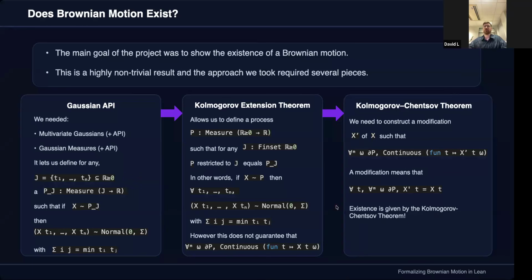For the rest of the talk, I'll mostly focus on this because this is the part that I worked on the most, but maybe I'll first say that both of these other parts of the Gaussian API can be used to do a lot of other things. For example, we could get a multivariate CLT, which is useful. And Gaussian measures can be used to define more complex things. And of course, the Kolmogorov extension theorem can also be used in general.